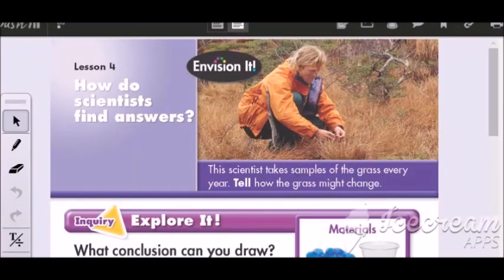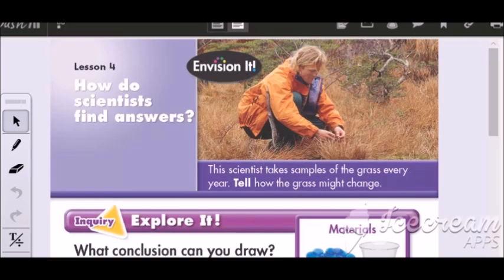And now we get back to the scientist who studies the grass. How the grass might change, this is the investigation of this scientist. After he repeats his investigations year after year, he can make a conclusion. So how might grass change? It may look yellow, it may look pale, it may even dry or die.